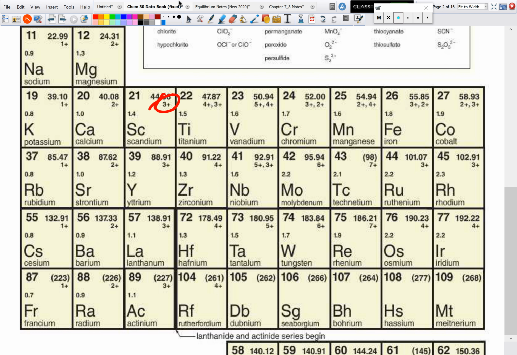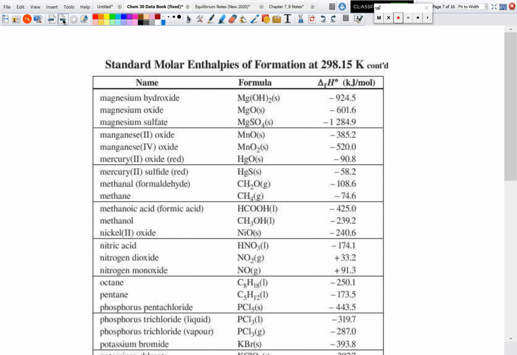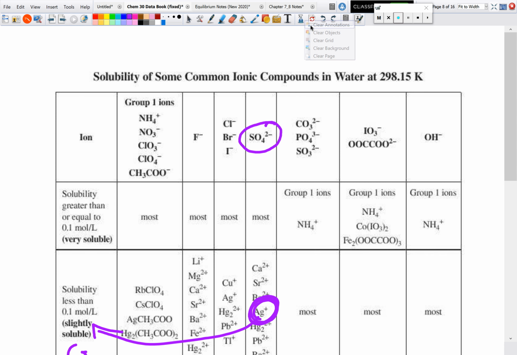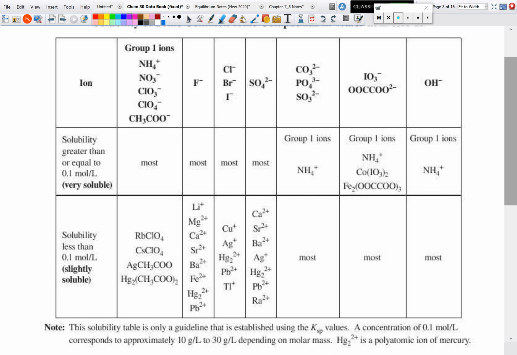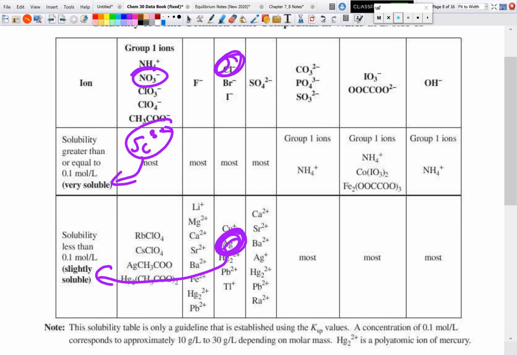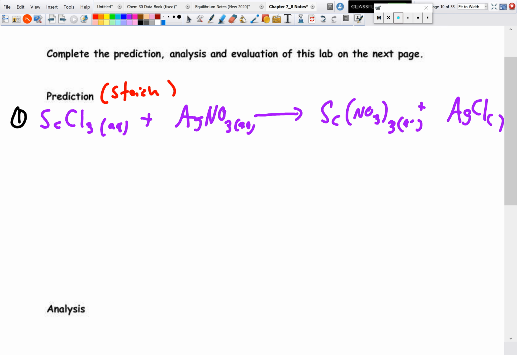So in order to check, go to our data booklet. Go to your solubility table, just like this one right here, and we check. First I'm going to check scandium nitrate. Our nitrate is right here. Most things are soluble. We'll notice scandium does not go up here. So scandium nitrate is very soluble. Awesome, so that is aqueous. Our next one, we had silver chloride. Our chloride ion is right here, and silver ion is down here, meaning it is slightly soluble or solid. So the combination of silver and chlorine is going to be our precipitate. So for scandium nitrate, aq, and silver chloride, solid.